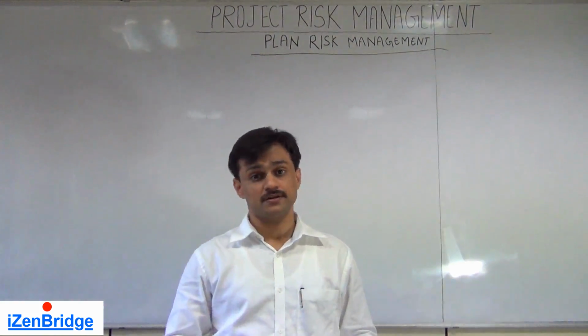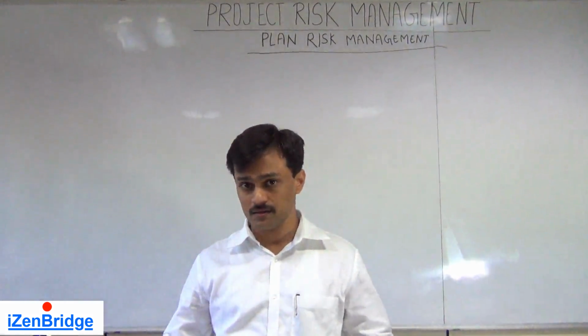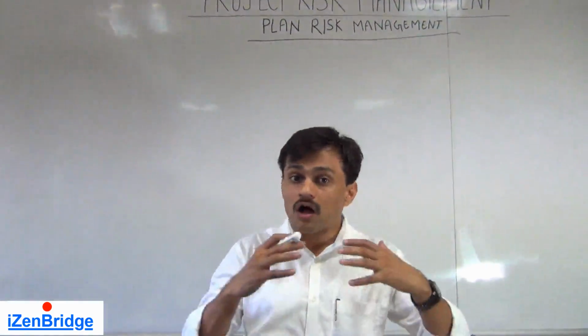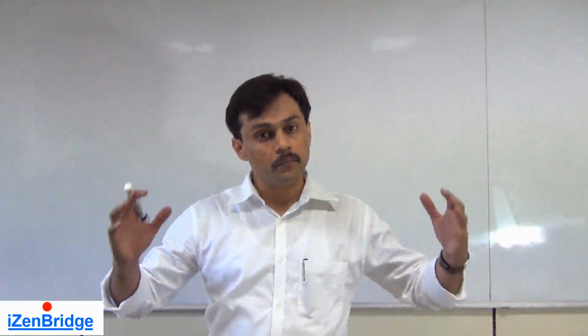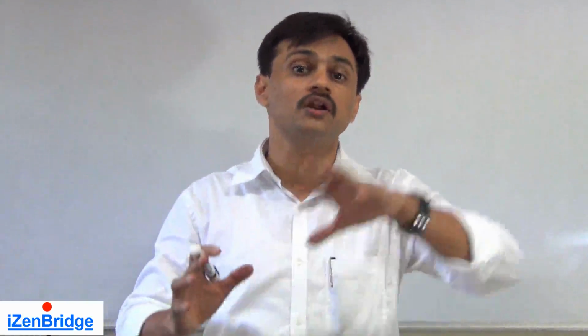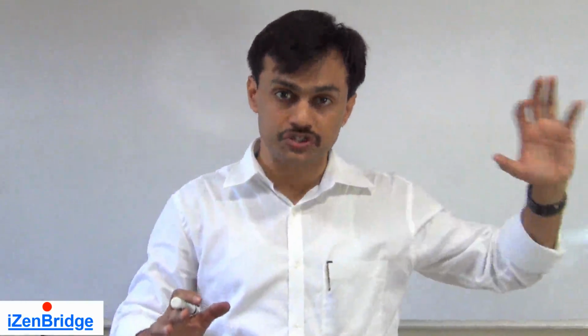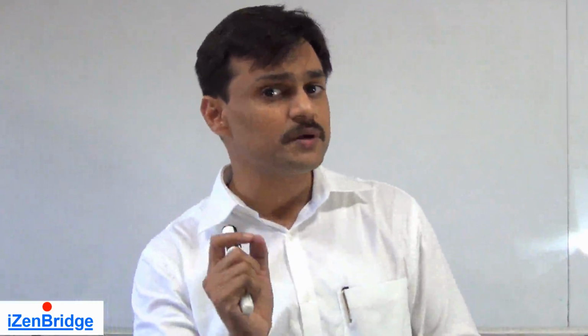Plan risk management, a process which gives us the risk management plan. As with all the other knowledge areas, project risk management also has a process in the planning process group which tells us how we are going to manage and execute the remaining processes. So when you are making a risk management plan, what critical input do you need?